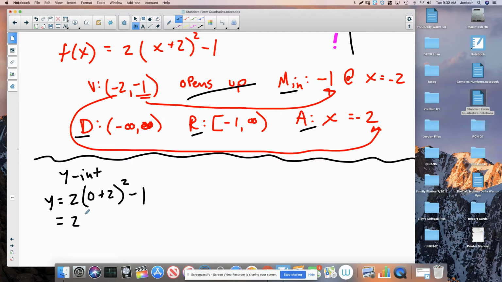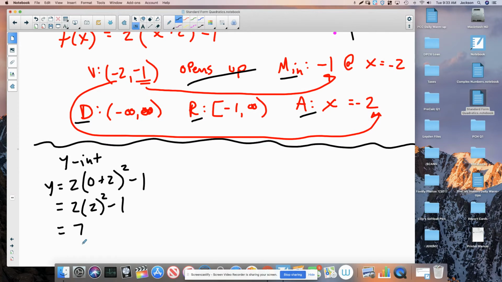We could plug this into a calculator if we wanted to, but we have fully formed adolescent brains, so we're going to do this. 2 squared is 4, 4 times 2 is 8, 8 minus 1 is 7, so we know that the y-intercept is (0, 7). That one's pretty straightforward, okay?